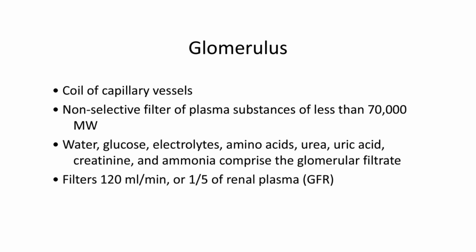The glomerulus is a coil of capillary vessels that serves as a non-selective filter of plasma substances smaller than 70,000 molecular weight. It filters substances such as water, glucose, electrolytes, amino acids, urea, uric acid, creatinine, and ammonia, which together make up the glomerular filtrate. The glomerulus filters about 120 milliliters per minute, which is approximately 1/5 of the renal plasma. This is known as the glomerular filtration rate.